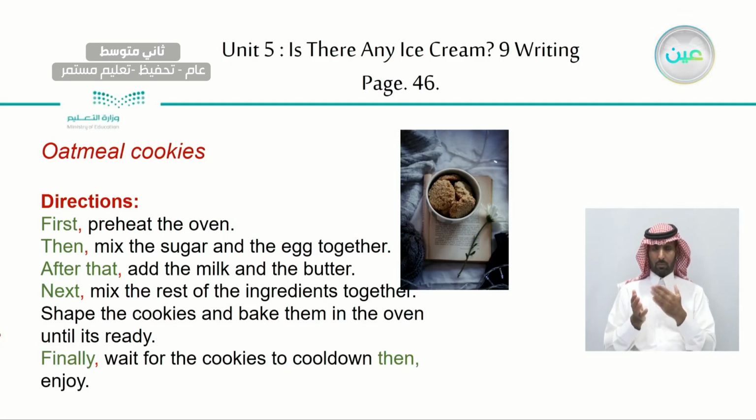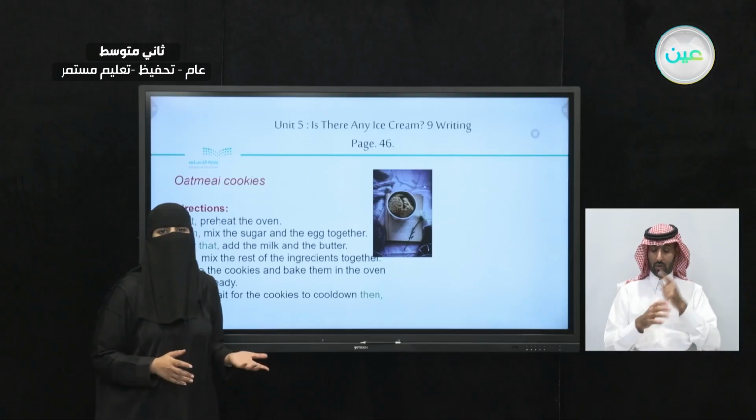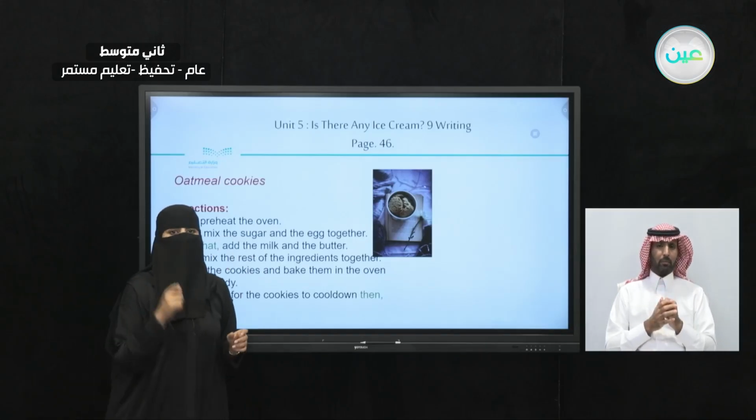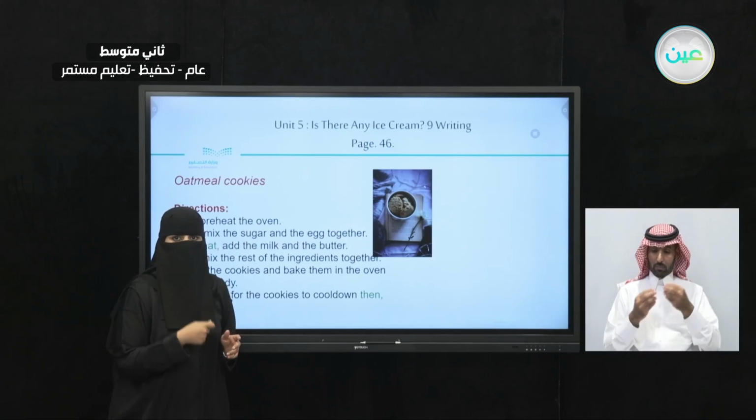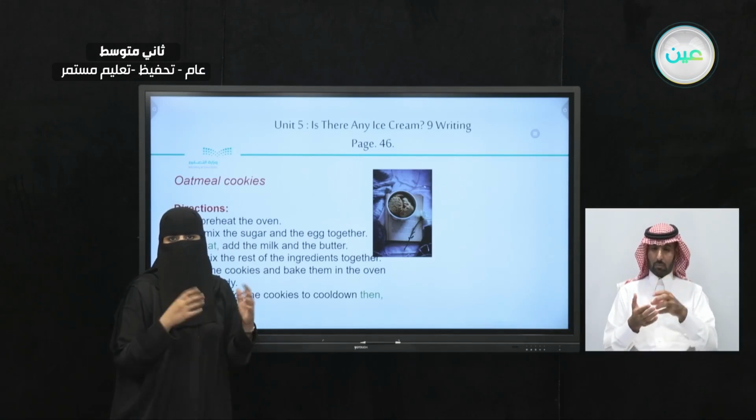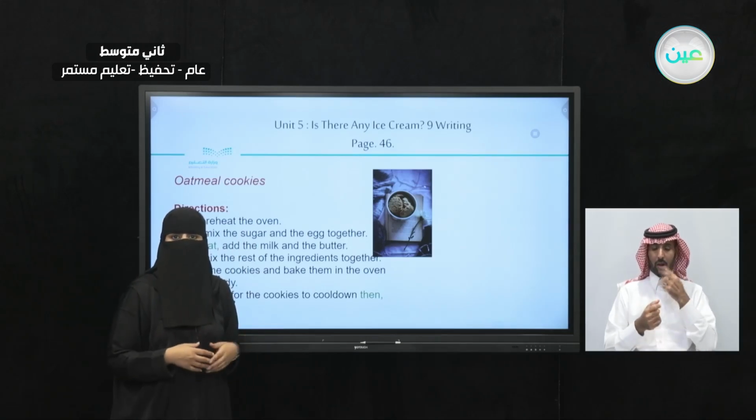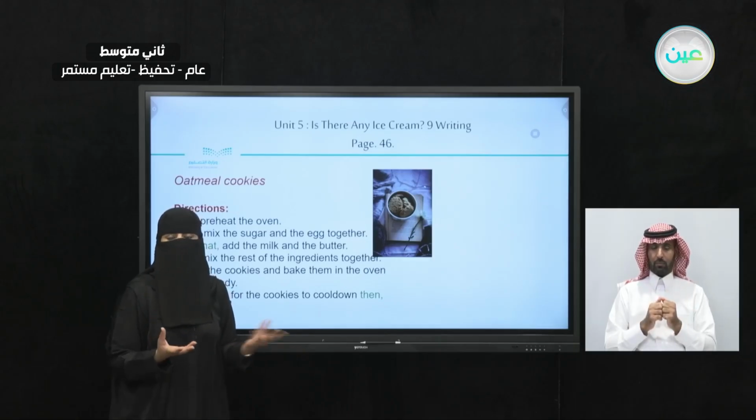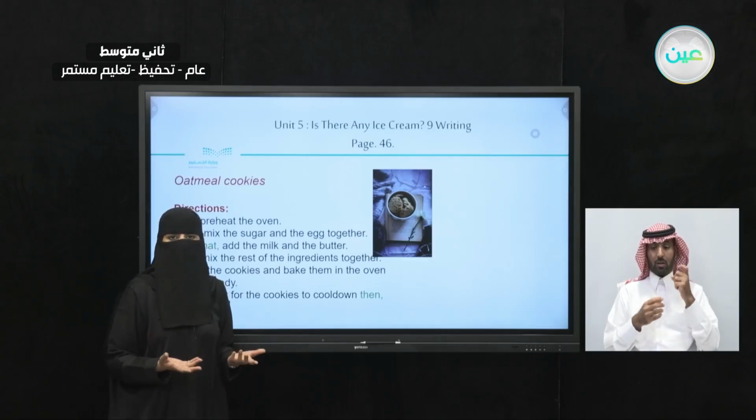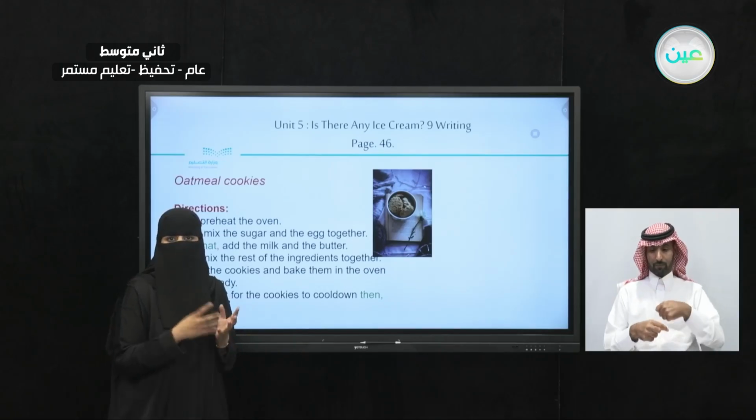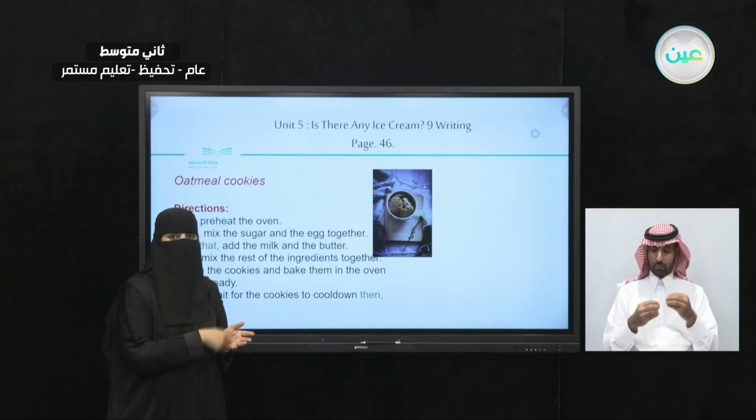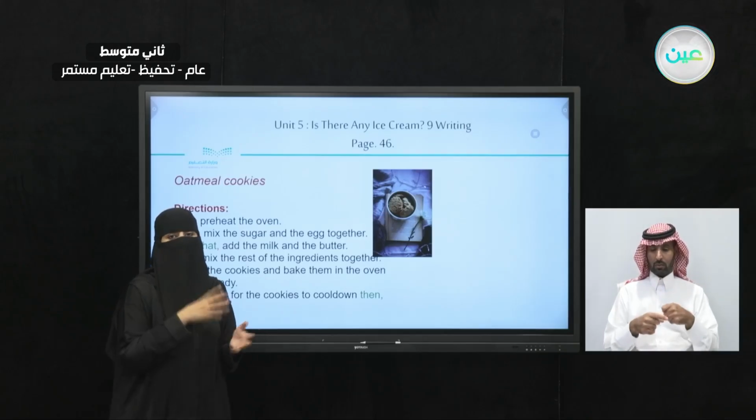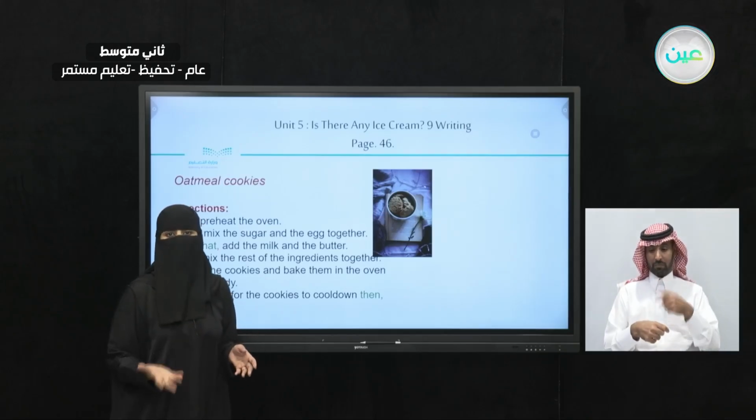Now, we also can use time words. For example, we can include it here. Mix the egg and the butter until it's white, right? So the eggs are white, and the eggs are yellow, and the sugar is white. So when you're mixing it together, we can add this condition: mix it together until it's white, or mix it together until it's combined. Mix it together until you see the change.